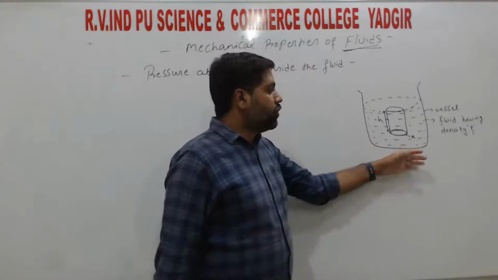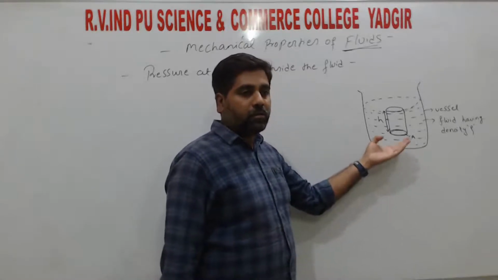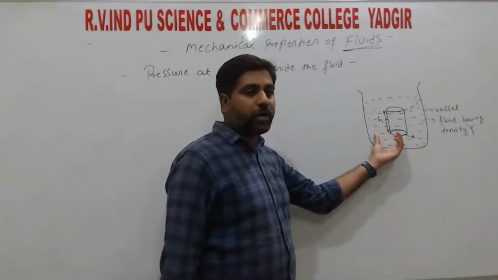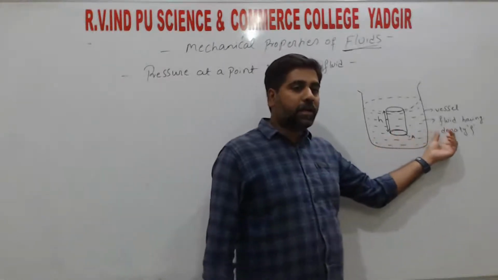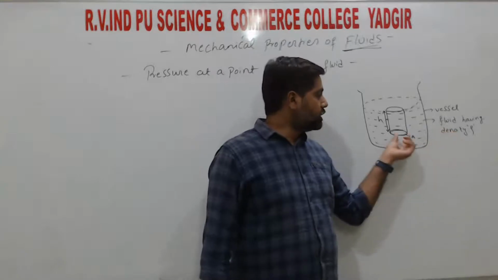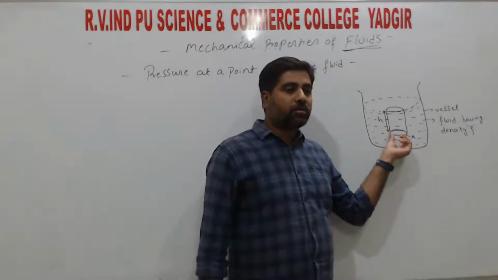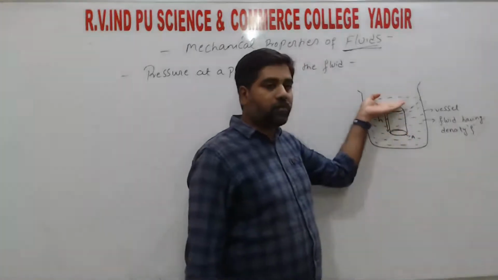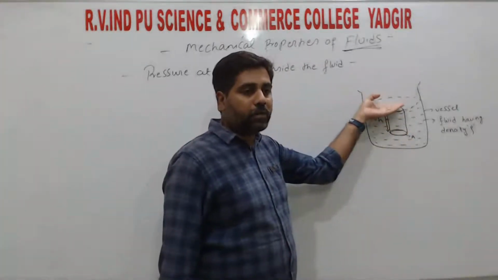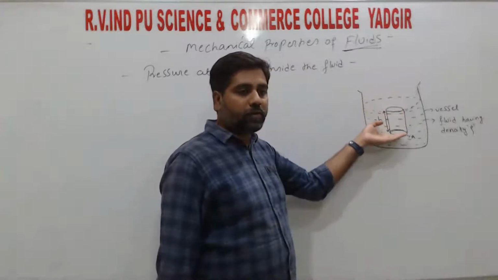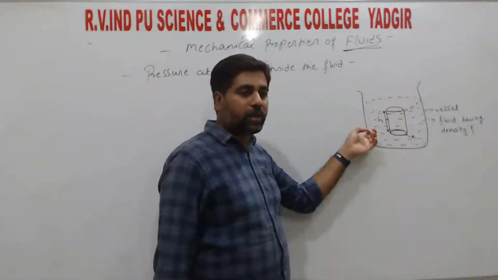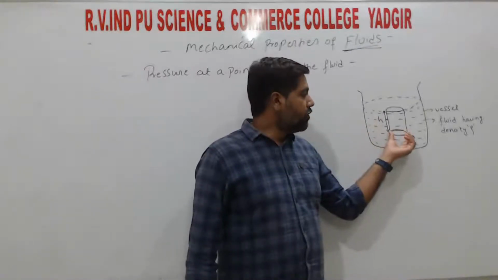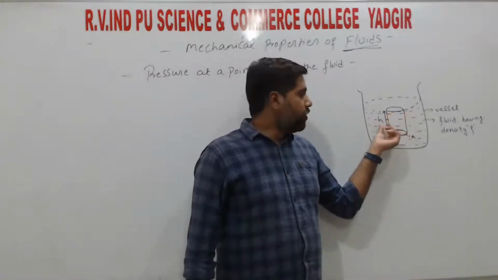So what we did is, first we considered one vessel or container. That container consists of a fluid having the density rho. After that we consider one area element A, at a depth h from the surface of the liquid or fluid. Next, onto this area element we consider one volume element of length h.